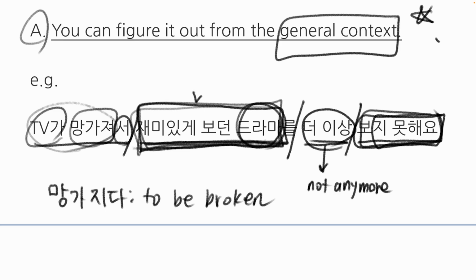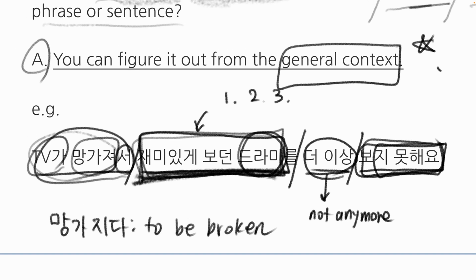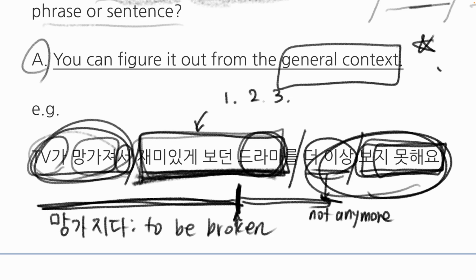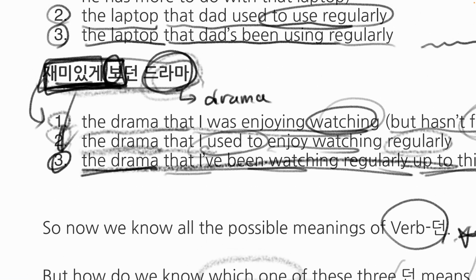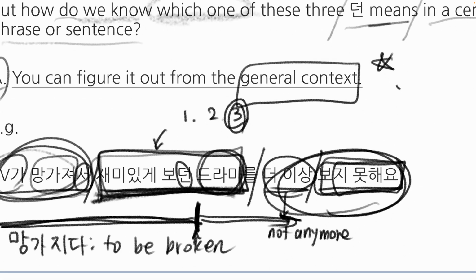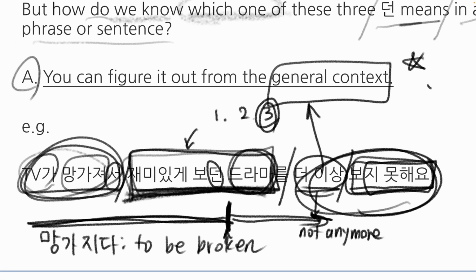So here, which one of the 3 meanings, 1, 2, 3, do you think 재미있게 보던 드라마 means? According to context, the TV broke down, right? So you can no longer watch it moving forward. Meaning, up to this point, you have been watching this drama, but now that the TV is broken, you can't watch it moving forward. So this would mean the third one, right? The drama that I've been watching regularly up to this time. 재밌게 보던 드라마. So you can figure it out from the context.